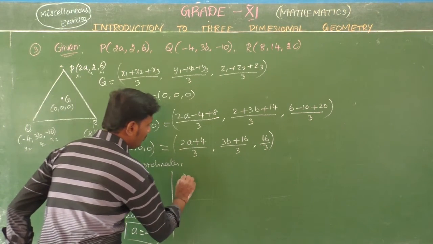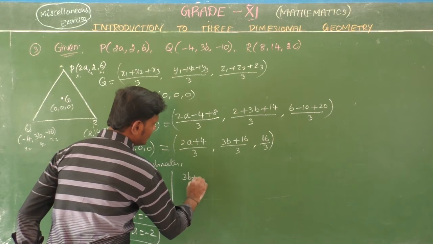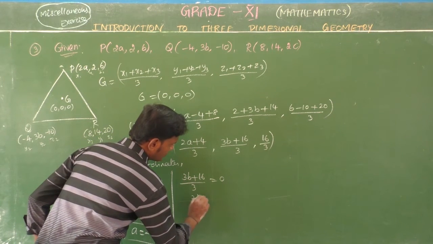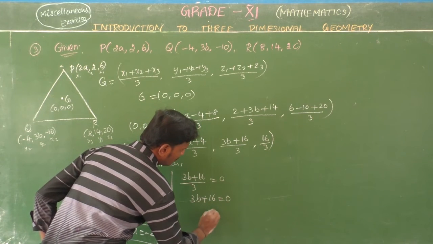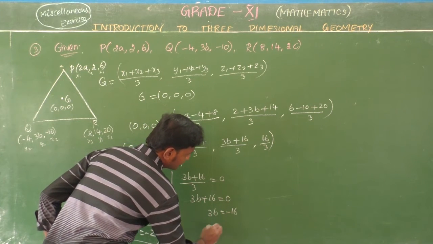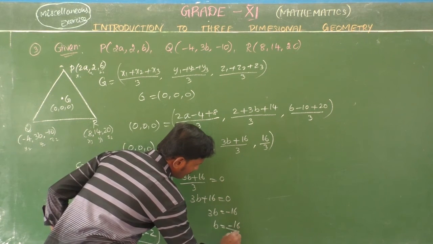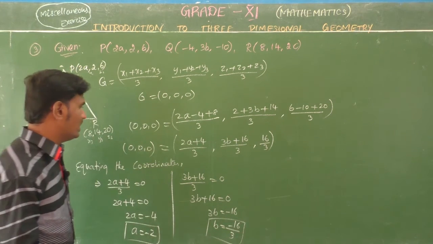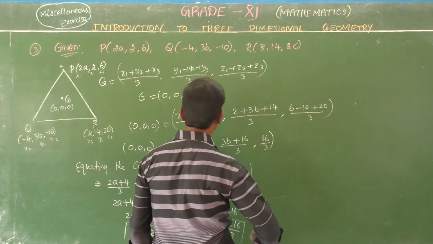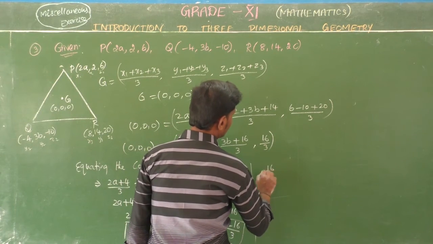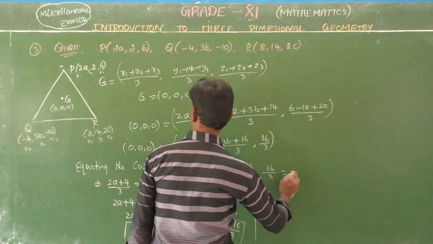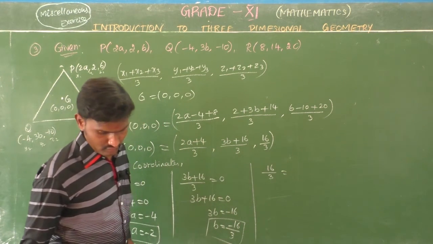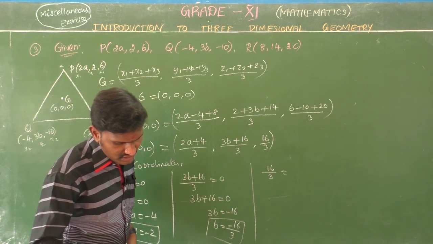Then the y coordinate: (3b plus 16) by 3 equals 0. Next, 3b plus 16 equals 0, 3b equals minus 16. Finally, b equals minus 16 by 3.